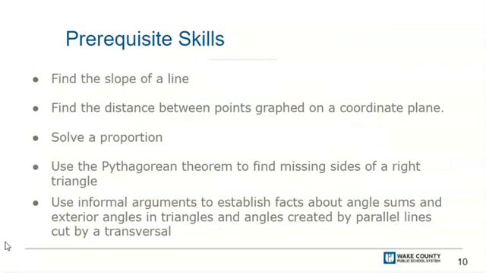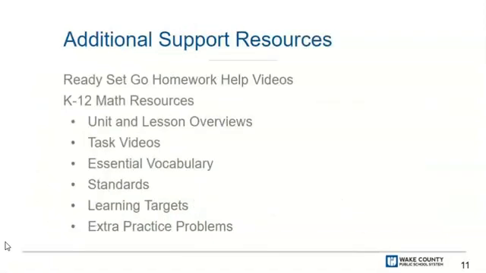Here are some key skills needed to be successful with the content of this unit. You should be able to find the slope of a line, find the distance between points graphed on a coordinate plane, solve a proportion, use the Pythagorean theorem to find missing sides of a right triangle, and use informal arguments to establish facts about angle sums and exterior angles in triangles and angles created by parallel lines cut by a transversal.